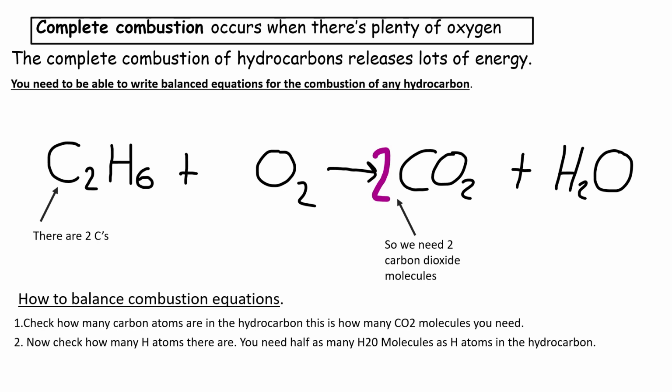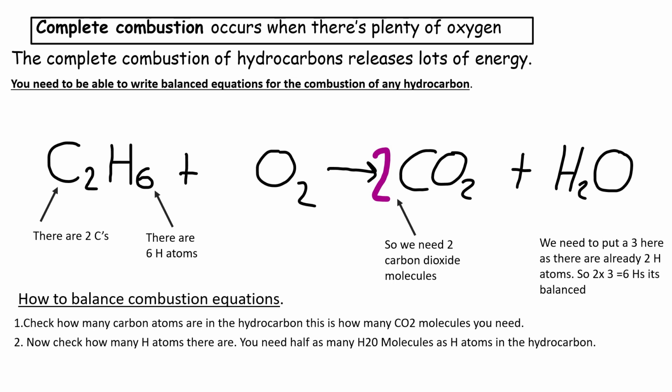Now check how many hydrogen atoms there are. Well, there's 6 hydrogen atoms on this ethane molecule, so we need to put a big purple 3 here in front of the H2O. Why a 3 and not a 6? Well, there's already 2 H's there, so it's 3 times 2, which makes 6.